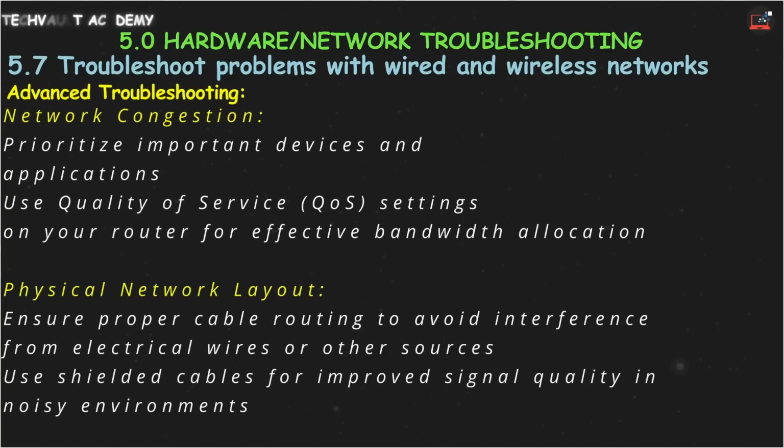Network congestion. Manage bandwidth usage by prioritizing important devices and applications. Consider quality of service, QoS, settings on your router to allocate bandwidth effectively. Physical network layout. For wired networks, ensure proper cable routing to avoid interference from electrical wires or other sources. Consider using shielded cables for improved signal quality in noisy environments.